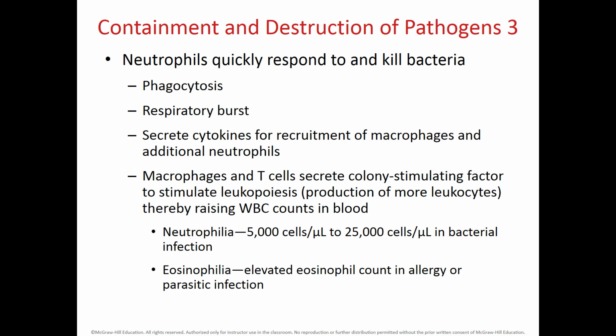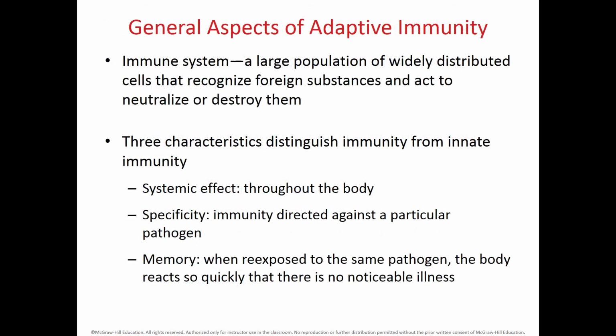So at some point, one of the numbers in your differential complete blood count will be an increased number of neutrophils in bacterial infections. Now, if someone has an infection caused by parasites, the person will have an increased number of eosinophils, or eosinophilia, and also the person can have eosinophilia when the person has allergies.